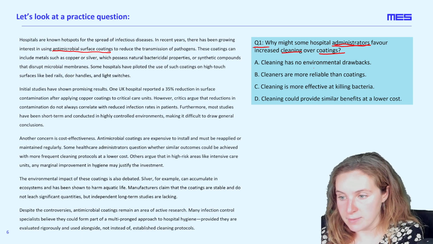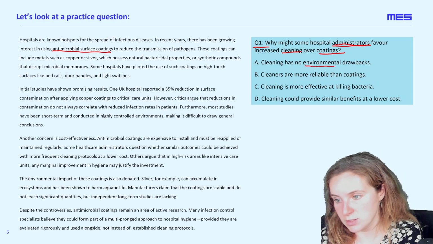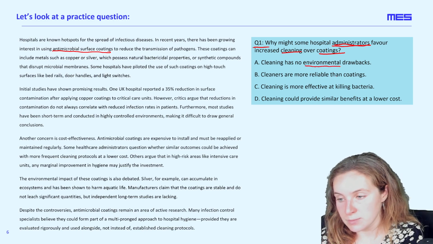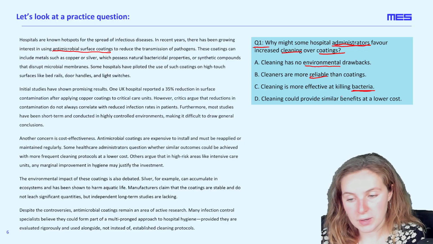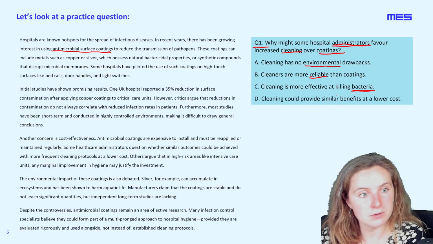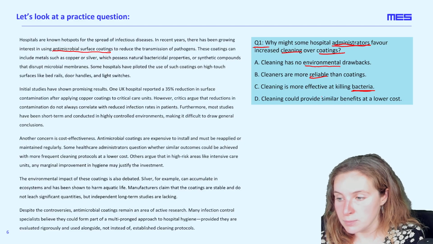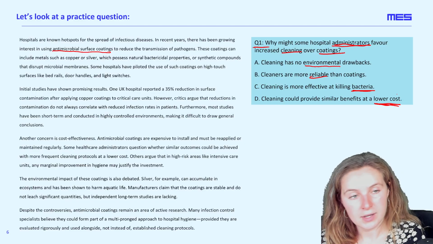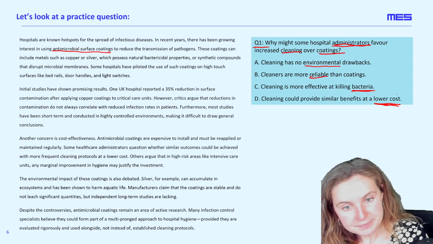Cleaning has no environmental drawbacks. Okay, so we're looking for words to do with the environment. Cleaners are more reliable than coatings, so we might be thinking about reliability as a reason. Cleaning is more effective at killing bacteria. Bacteria might be a good keyword here, though it might appear quite a lot in a passage about a medical environment. And the cleaning can provide similar benefits at a lower cost. Okay, so these are the reasons we're looking for as we skim through the passage.